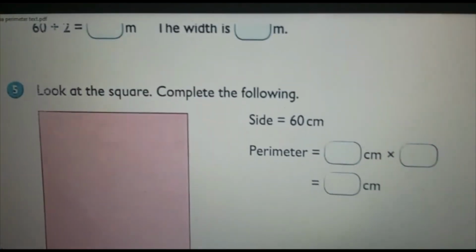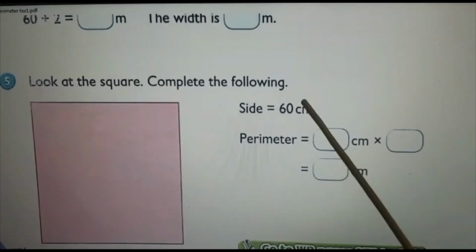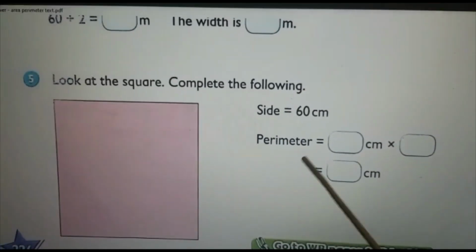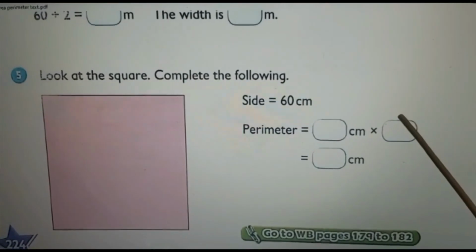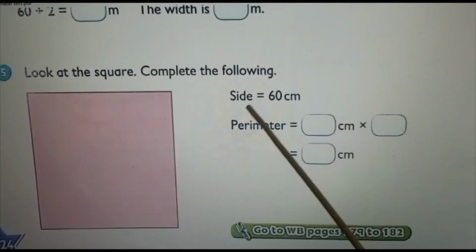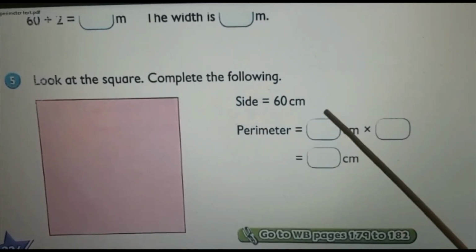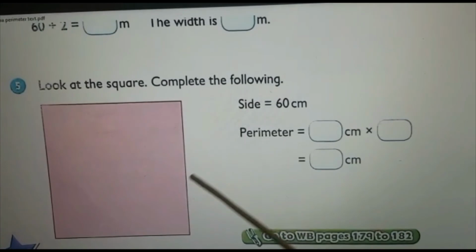Okay. Next, question number 5. Look at the square. Complete the following. We know side equals 60. So what will be the perimeter for a square? It is 4 times side. Side is 60. So 4 times 60. 4 times 60 means what? You just do 4 multiply 6 and put a 0. What is 4 multiply 6? It is 24 and a 0. So what is the answer? It's 240 centimeter.